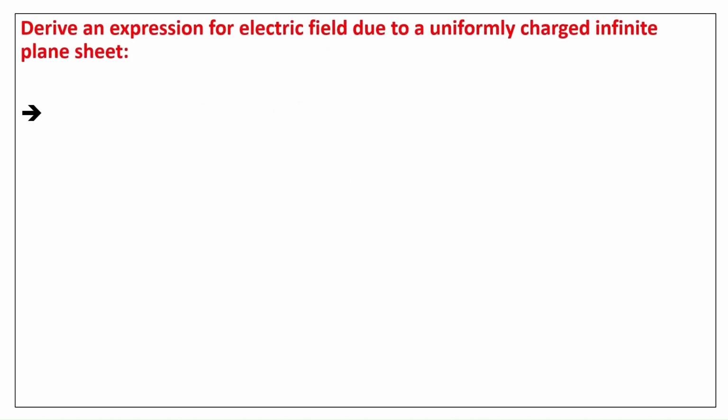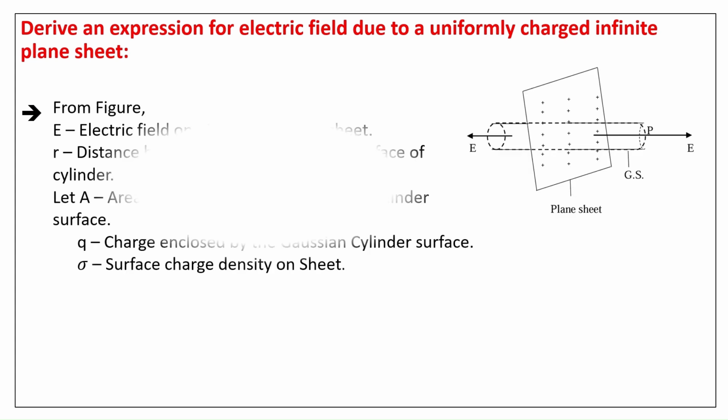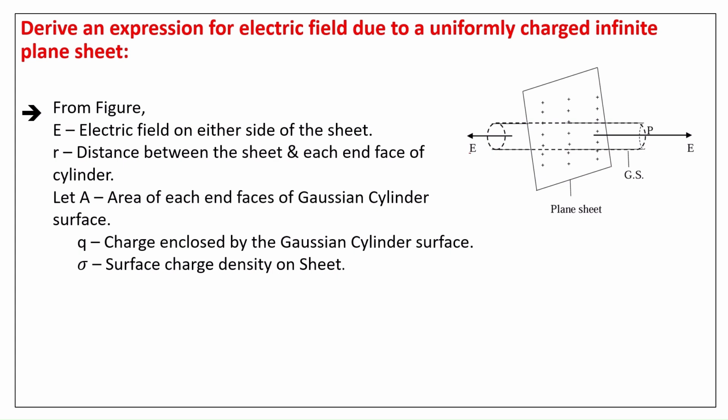2. Derive an expression for electric field due to a uniformly charged infinite plane sheet. From figure, E is electric field on either side of the sheet. R is distance between the sheet and each end face of cylinder. Let A be area of each end face of Gaussian cylinder surface. Q is charge enclosed by the Gaussian cylinder surface. Sigma is surface charge density on sheet.